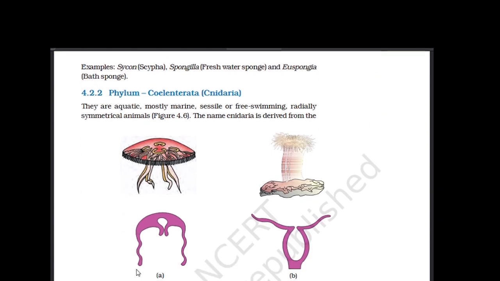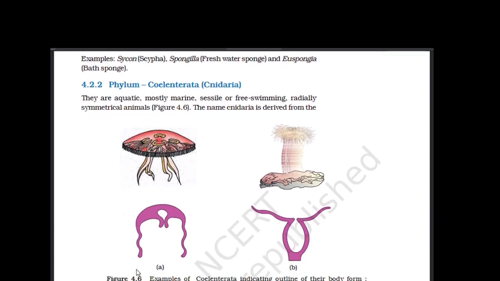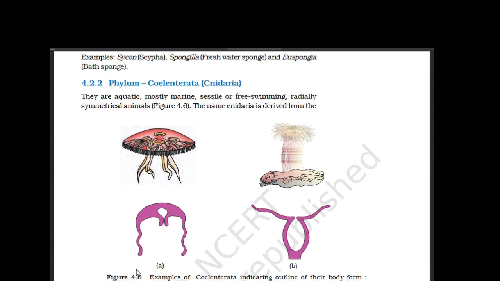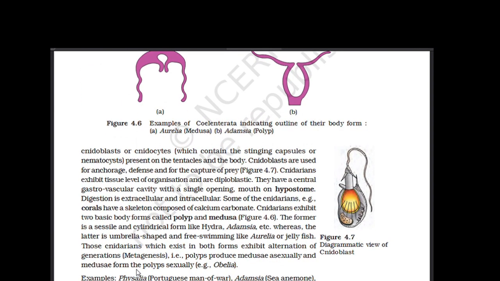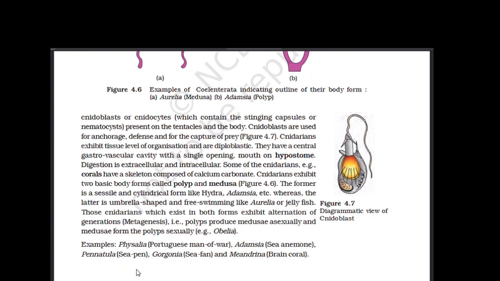Next phylum we will move on to, that is phylum Coelenterata, also known as Cnidaria. They are aquatic, mostly marine, sessile or free-swimming, radially symmetrical animals. The name Cnidaria is derived from the cnidoblasts or cnidocytes, which contain the stinging capsules or nematocysts present on the tentacles and the body. Cnidoblasts are used for anchorage, defense, and for the capture of prey.